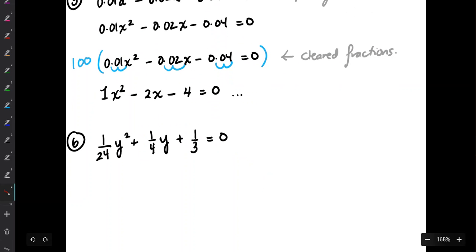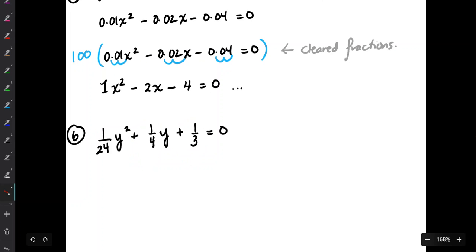Now you're free to go ahead and try to factor this or use the quadratic formula, with a being a 24th, b being positive a fourth, and c being a third. But instead, it'll be a lot easier if we clear our fractions by multiplying both sides of the equation by my least common multiple of 24, 4, and 3, which in this case is 24. That'll go ahead and clear our fractions and make the arithmetic a heck of a lot easier. So it's worth doing.